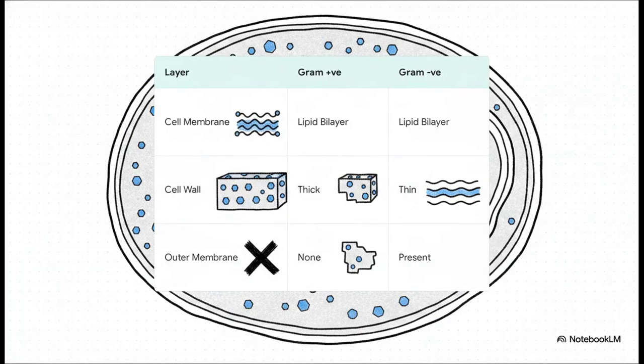Well, tracking from the inside out, both gram-positive and gram-negative bacteria share a foundational inner lipid bilayer, the cell membrane. But moving outward to the cell wall, check out how gram-positives have this massive, thick layer of peptidoglycan. That's essentially the sponge holding onto that blue dye so tightly during the wash. Gram-negatives, on the other hand, well, they have a really thin peptidoglycan layer. But here's the absolute critical difference. The gram-negative bug makes up for it with a sneaky extra layer, an outer membrane.